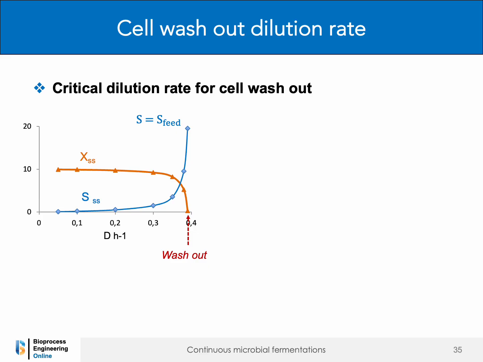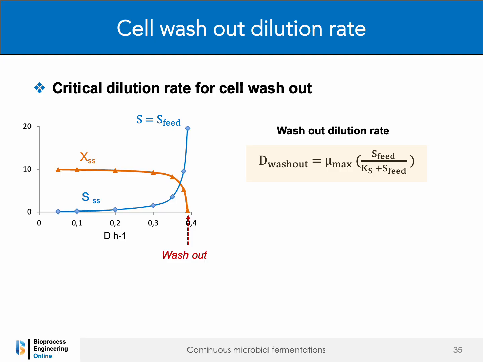What is the critical dilution rate at which cellular washout occurs at steady state? Cellular washout at steady state occurs when the biomass concentration in the fermenter becomes zero. Under these conditions, no substrate is consumed, and the substrate concentration inside the fermenter is equal to the feed substrate concentration S feed. The critical dilution rate at which washout occurs, denoted D washout, is equal to the specific growth rate of the cells, evaluated at the feed substrate concentration.